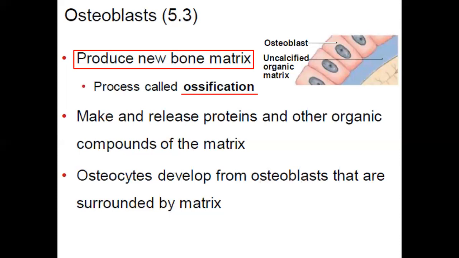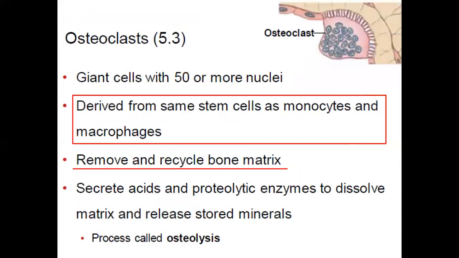Well, that osteoblast then changes to become an osteocyte. So an osteoblast can what's called differentiate. It can change, mature into an osteocyte once it gets trapped in new bone. I think that's so cool.